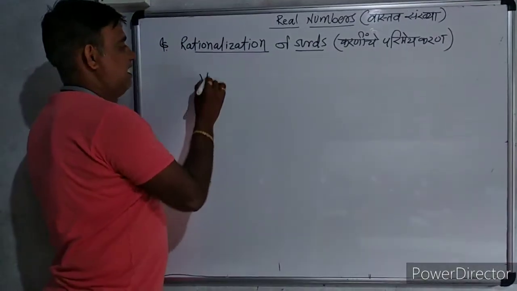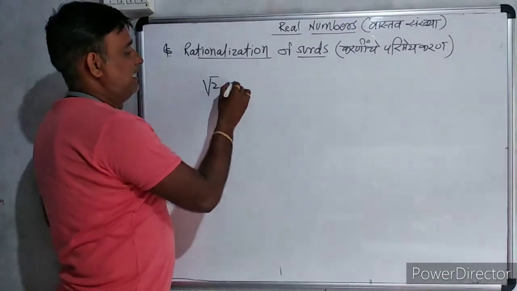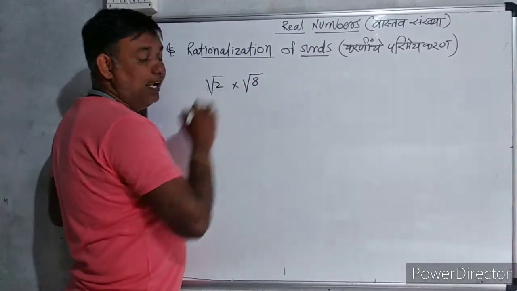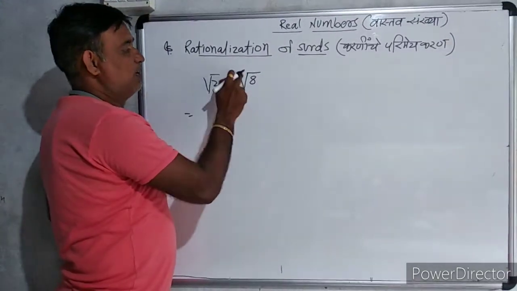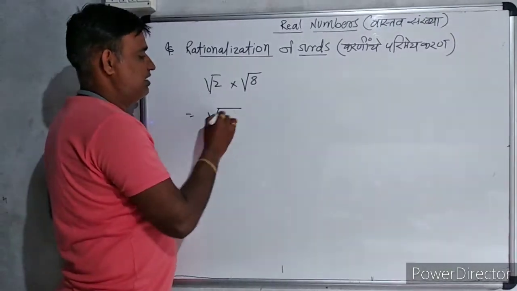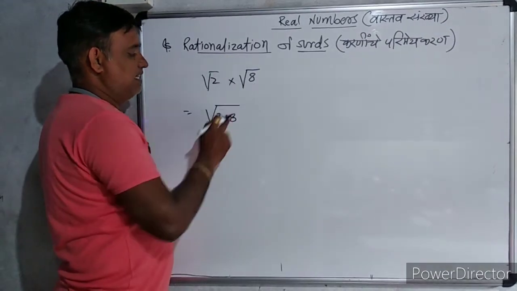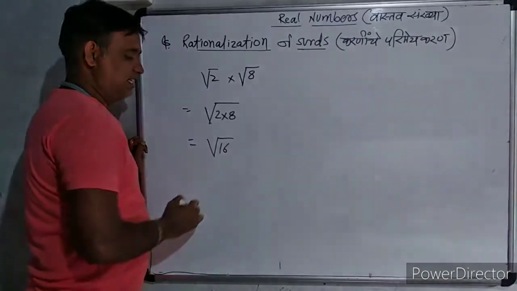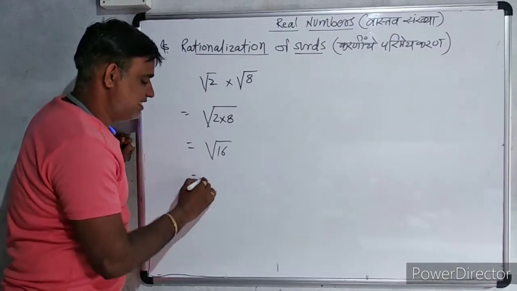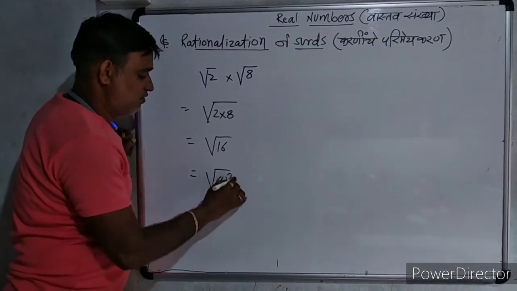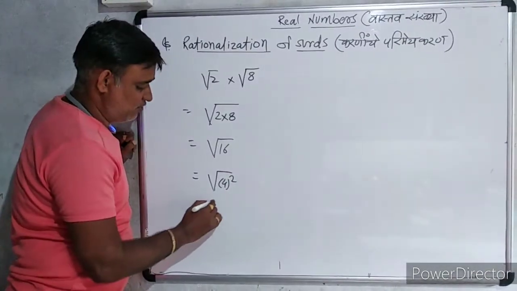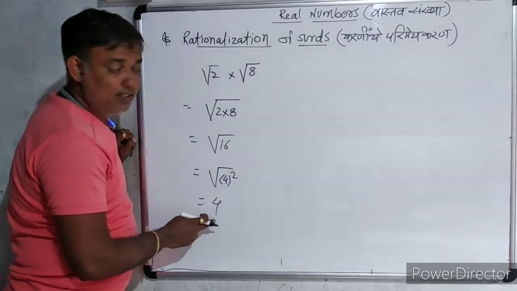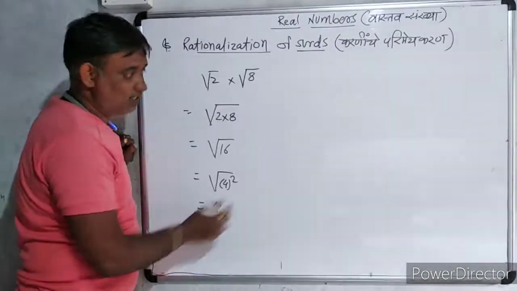For an example, suppose I take radicand 2 here, and I multiply radicand 2 with radicand 8. Now their order is the same, so while multiplying, both radicands go under the same surd, and we get 2 into 8 is 16. Now 16 is a complete square, it is the square of 4. The order and the power are the same, so we get 4 out of the radical. So it is a rational number. That is called rationalization of a surd.